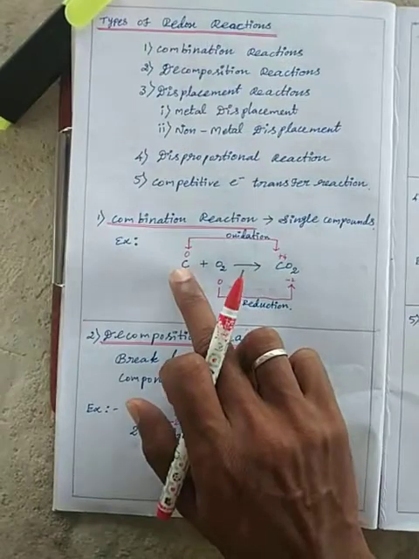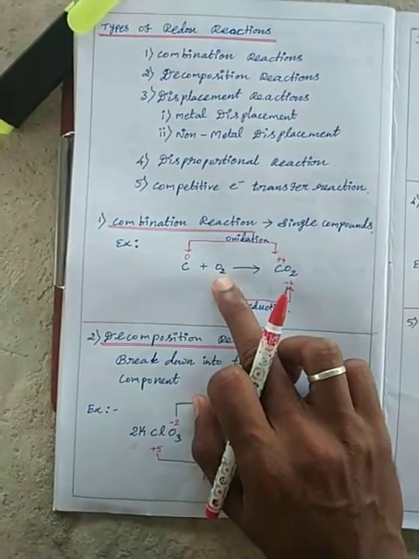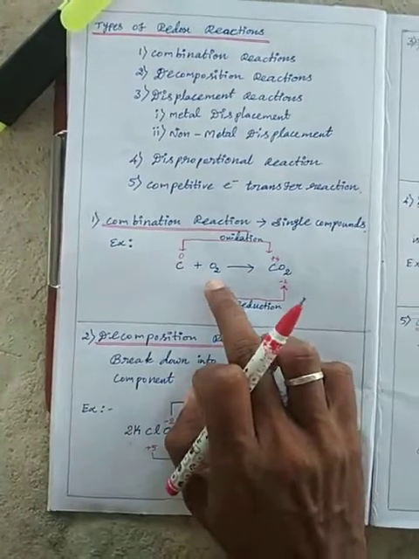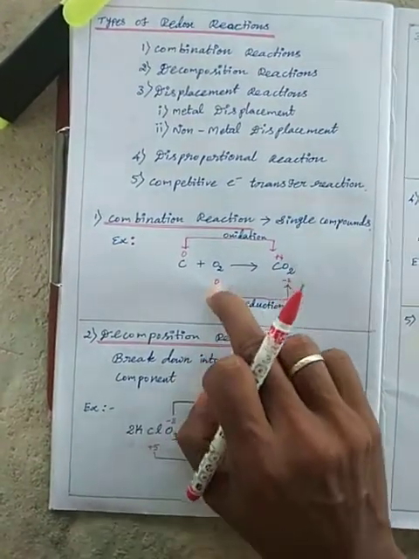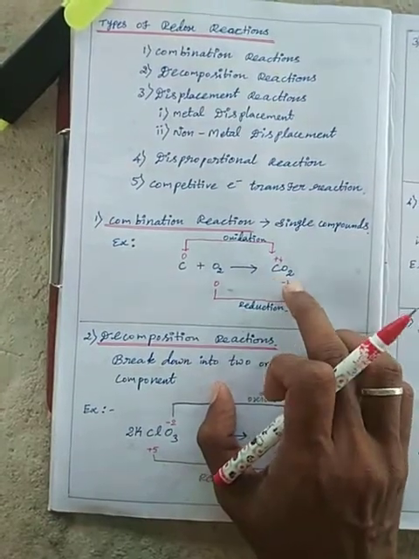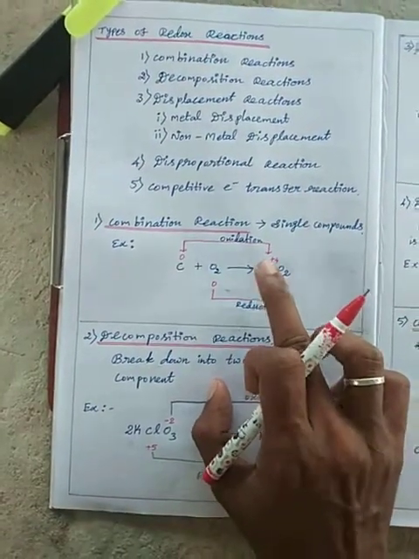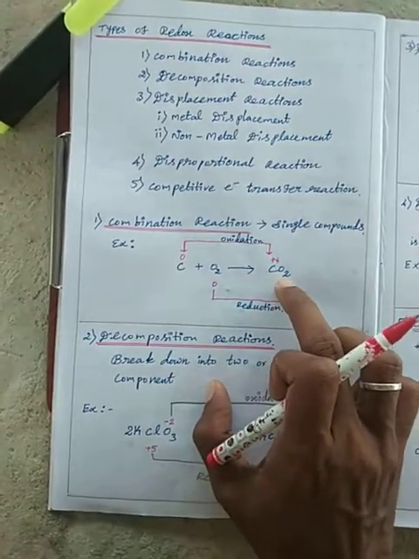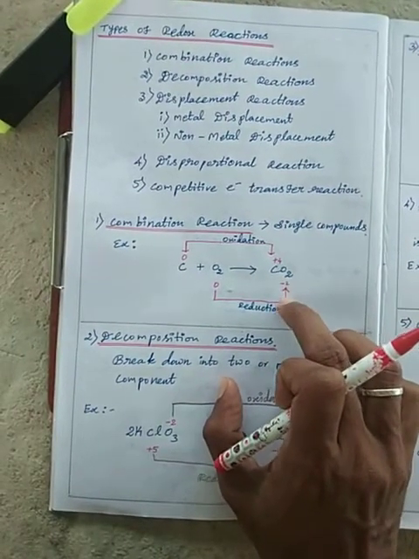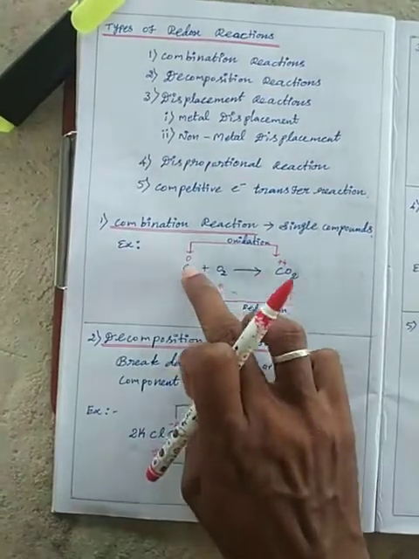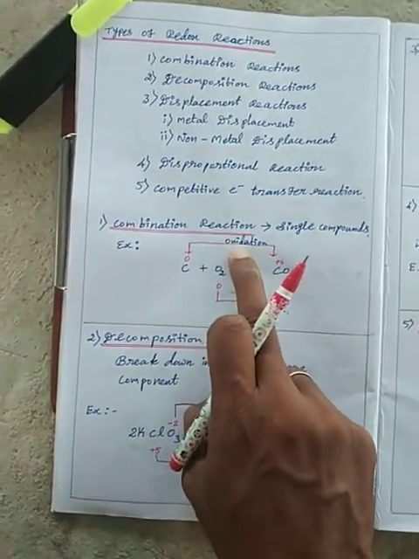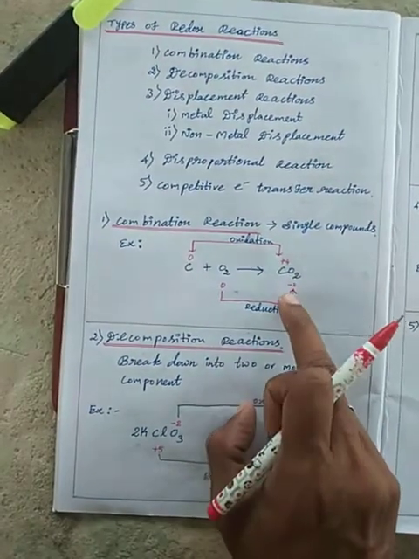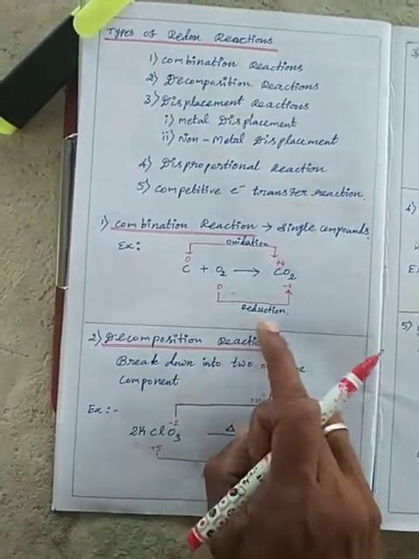For example, carbon and an oxygen molecule. Carbon has oxidation number 0, oxygen has oxidation number 0, but to give the product carbon dioxide, the carbon oxidation state becomes plus 4, electrons are lost, and oxygen gains, with the oxygen atom oxidation state minus 2. So 0 to plus 4 is oxidation, and 0 to minus 2 is reduction.